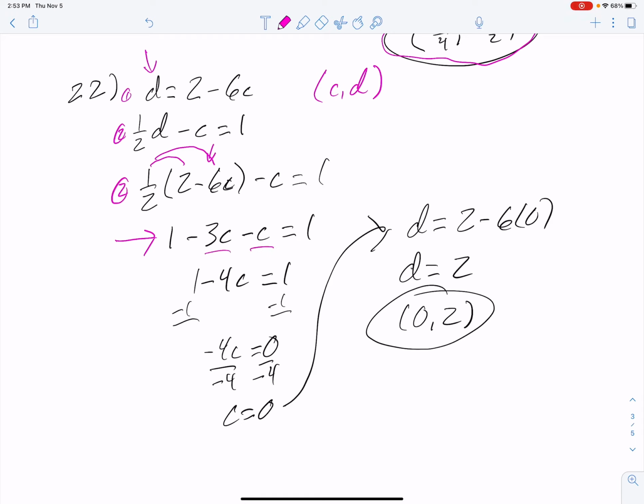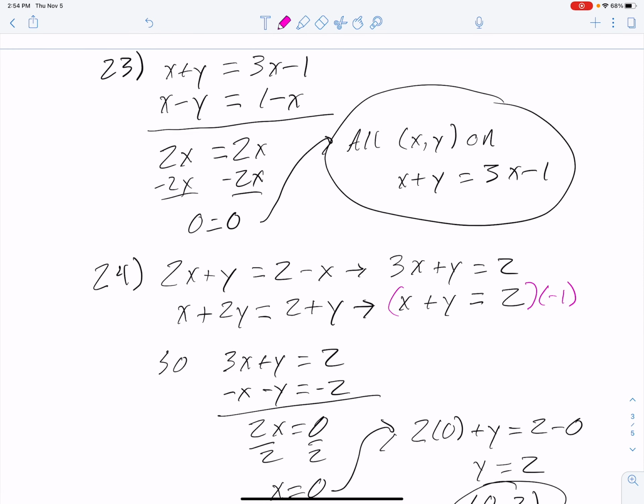Combine my two like terms, subtract 1, divide by -4. Remember, 0 in the numerator is okay, so 0 divided by -4 is 0. And then I took that first equation, substituted in what C was, found that D was 2, and then again, don't forget to give your answer as an ordered pair.